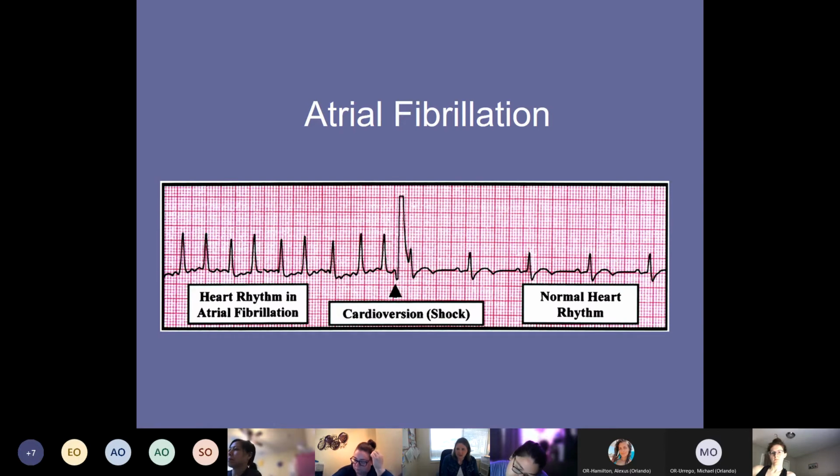All right. Nice, Melissa. You mentioned this one. Yes, we can cardiovert this person, but we would want to make sure that they're anticoagulated first.